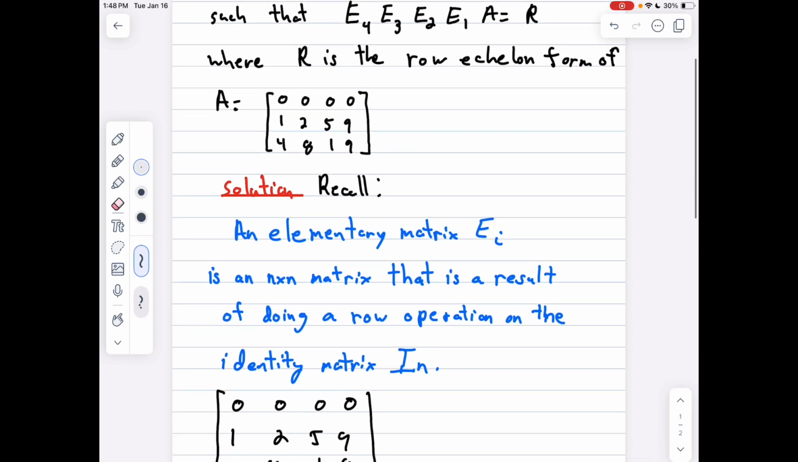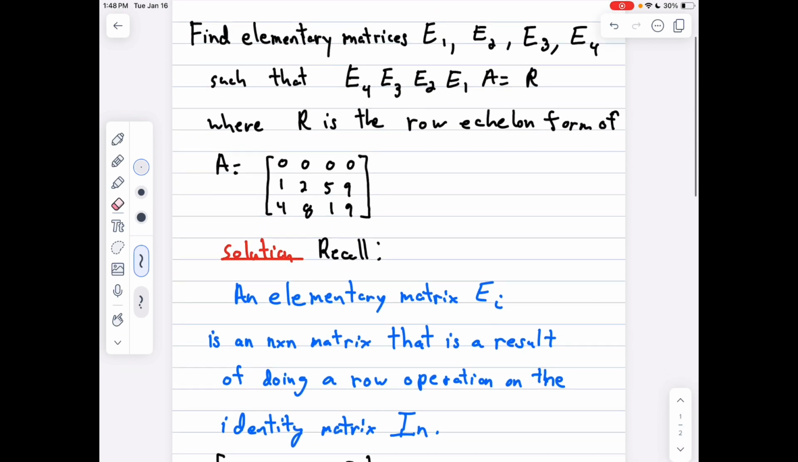All right, so first of all, let's recall what an elementary matrix Ei is. An elementary matrix Ei is an n by n matrix that's the result of doing a row operation on the identity matrix. If you recall, elementary row operations are: one, swapping rows; two, multiplying a row by a non-zero constant and adding it to another row; and three, multiplying a row by a non-zero constant. Okay, so those are our elementary row operations.